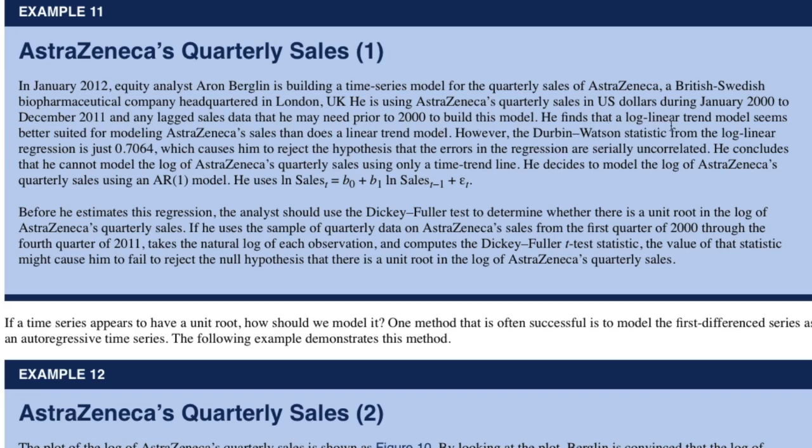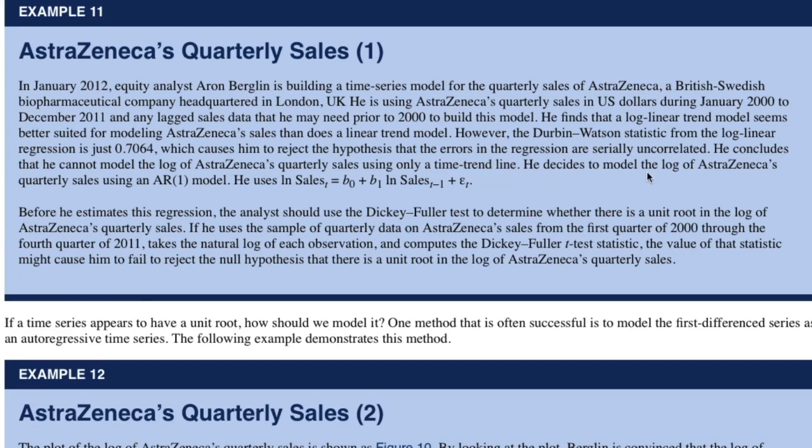He finds that a log linear trend model seems better suited for modeling AstraZeneca's sales than does a linear trend model. And I think we could have seen that pretty much right away if you're modeling raw sales numbers. There's going to be a growth factor to sales, not a constant amount to sales per period. However, the Durbin-Watson statistic from the log linear regression is just 0.7064, which causes him to reject the hypothesis that the errors in the regression are serially uncorrelated. He concludes that he cannot model the log of AstraZeneca's quarterly sales using only a time trend line.